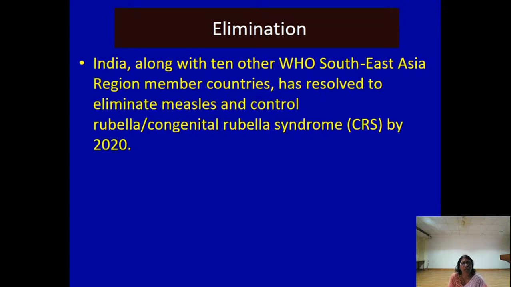India, along with 10 others, as I was telling you all, is a signatory for the Asian region, that is, a Southeast Asian region member country. It has resolved to eliminate measles and control rubella and congenital rubella syndrome by 2020. But now it has been extended to 2025.